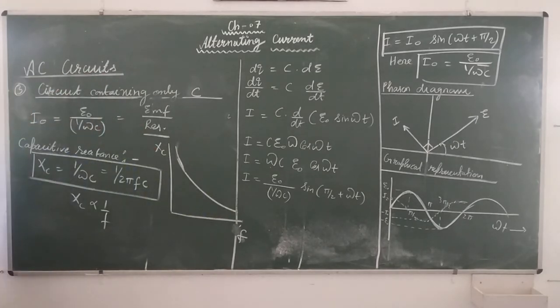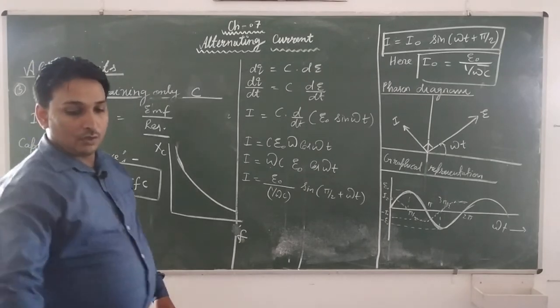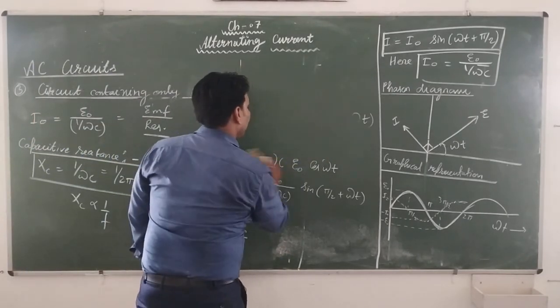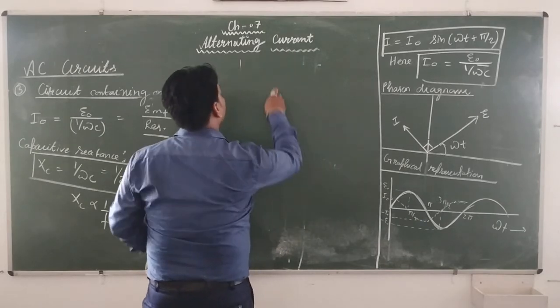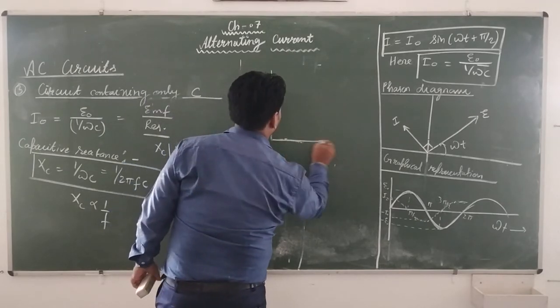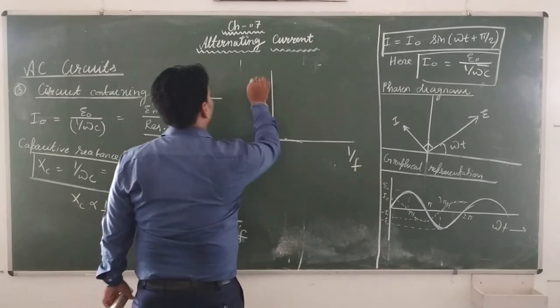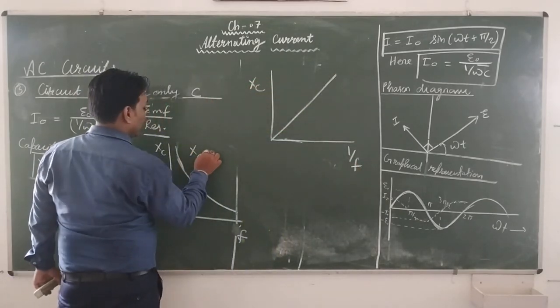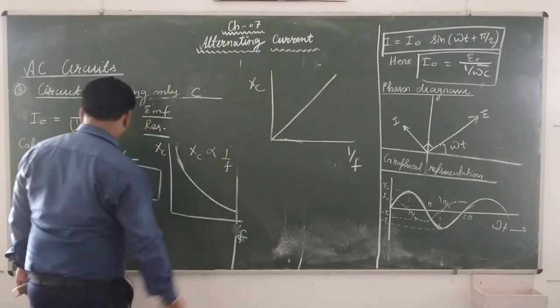Sometimes in the board examination you are tricked. You are asked for the graph of Xc with respect to 1 upon F. Here we have 1 upon F, here we have Xc. In that case the graph will be a straight line, because Xc is proportional to 1 by F.